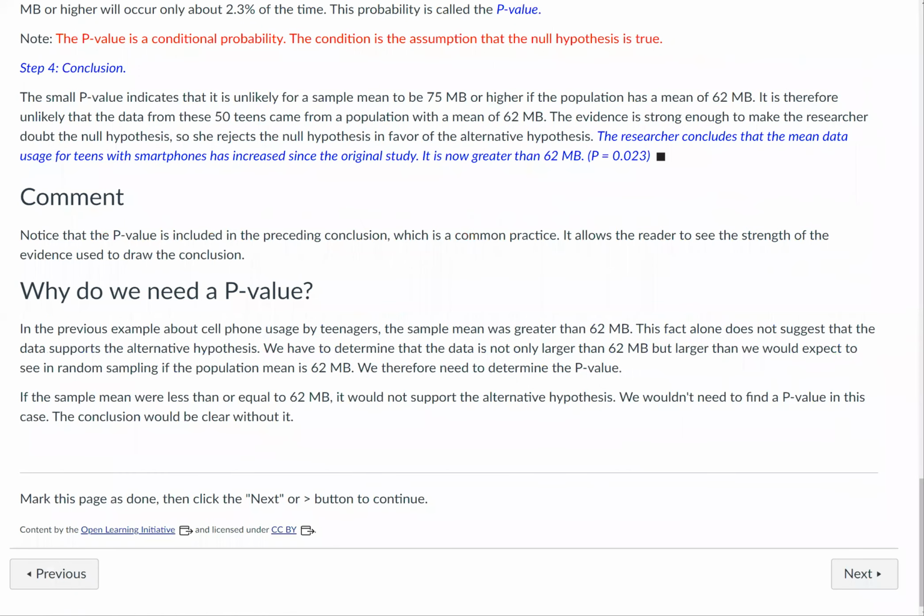So let's make a comment here. Notice that the p-value is included in the preceding conclusion, which is a common practice. It allows the reader to see the strength of the evidence used to draw the conclusion. Why do we need a p-value?